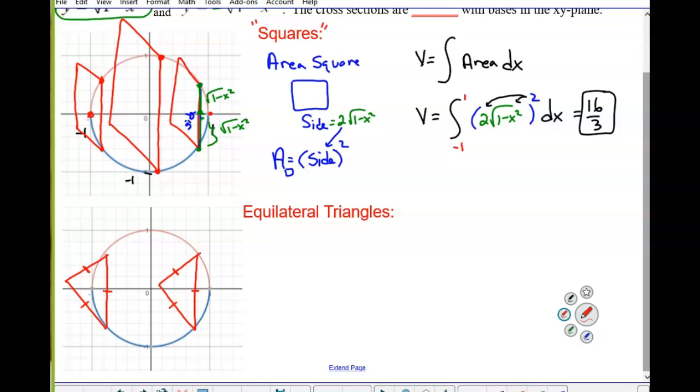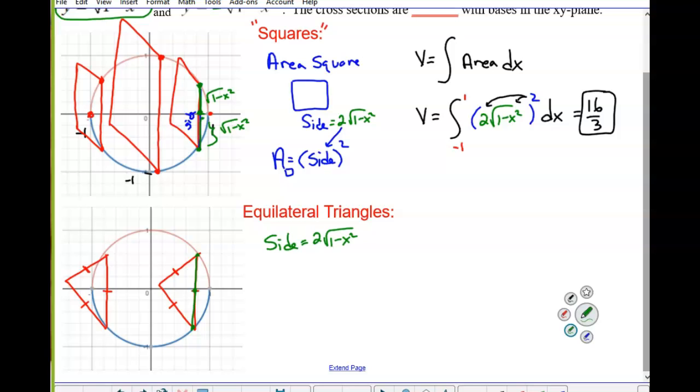Here's a nice thing to notice. Did our side length change? We're still spanning this length right here. So my side length is the exact same side length it was in the example above, which saved us a whole lot of time.